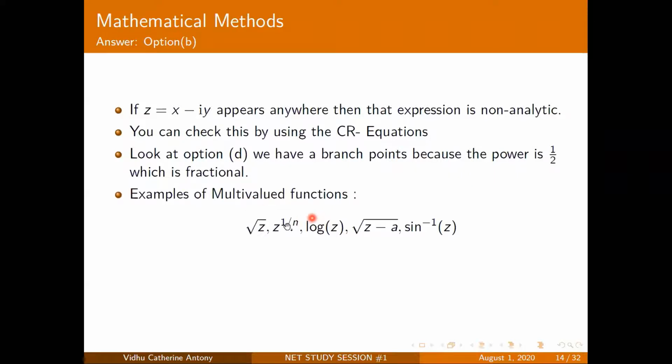These kinds of functions which are multi-valued, like root of z, z power 1 by n, log of z, root of z minus a, sine inverse of z, are all multi-valued functions. So these kinds of functions are not analytic. For these, what you do is check the analyticity at a particular branching point. Here you would have 2 branching points for your z. Here you would have n branching points. So you just check the analyticity at that particular branching point.